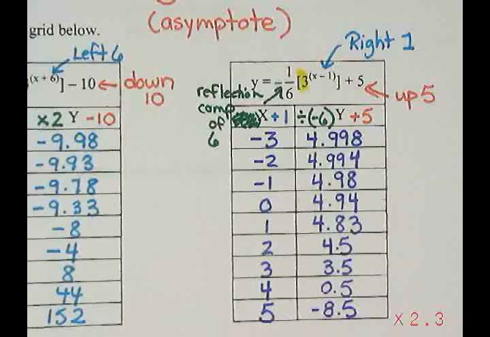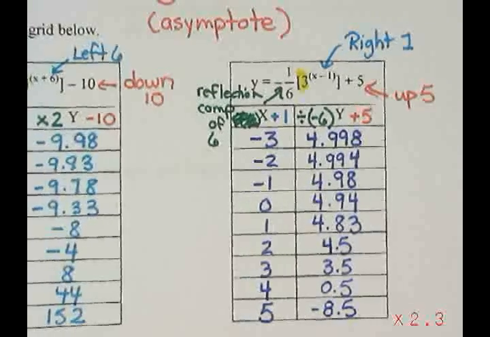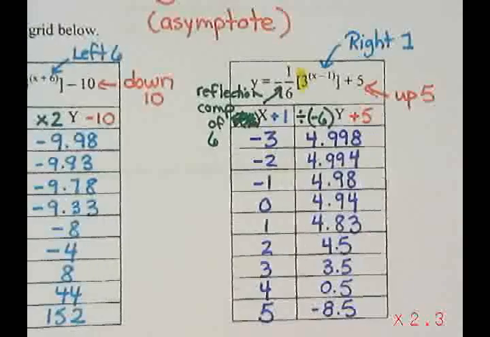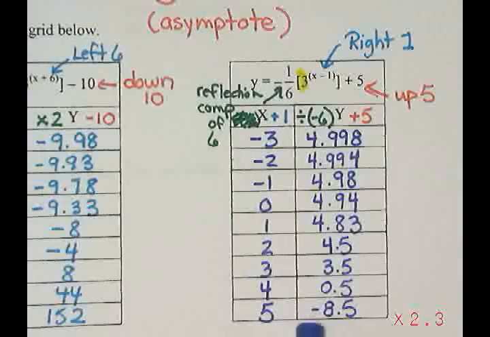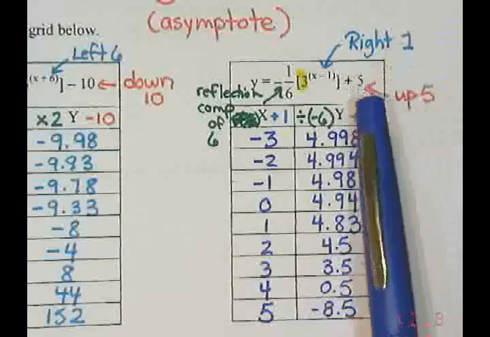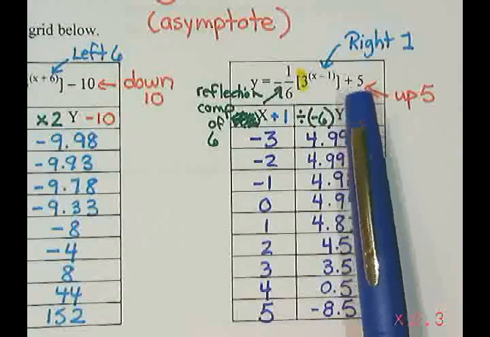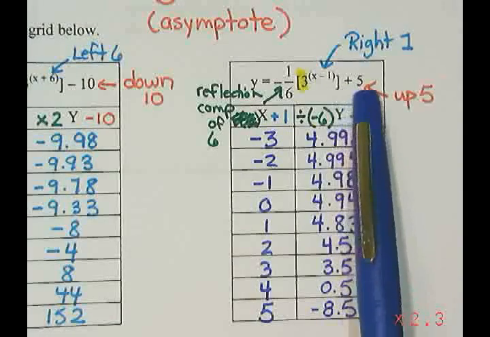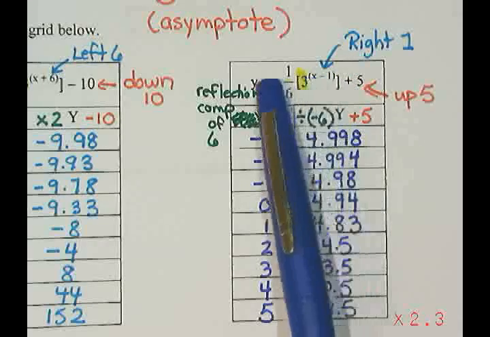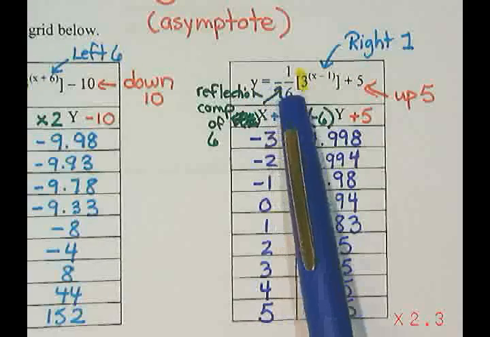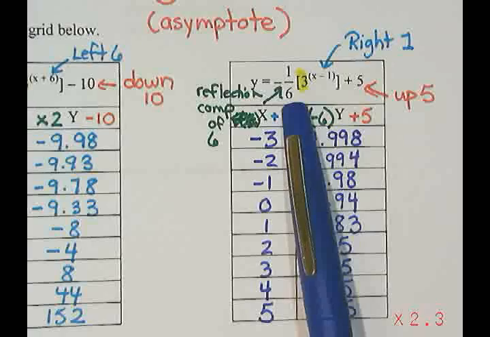All right, this is part 3 of our video on graphing exponential functions. When we left off, I asked you to finish filling in this table. We looked at the equation and said it was going to go up 5, right 1. It was a vertical reflection and a vertical compression of 6.